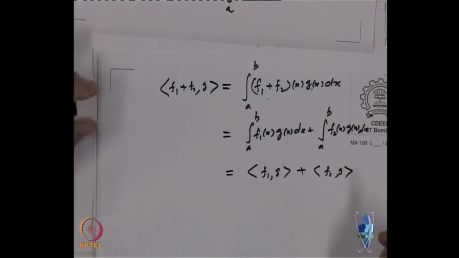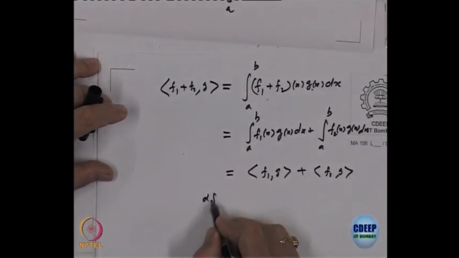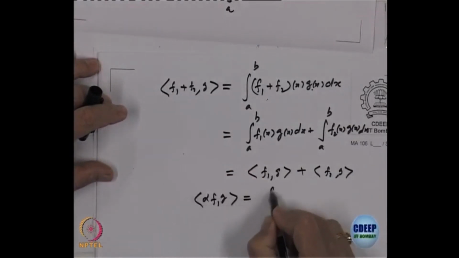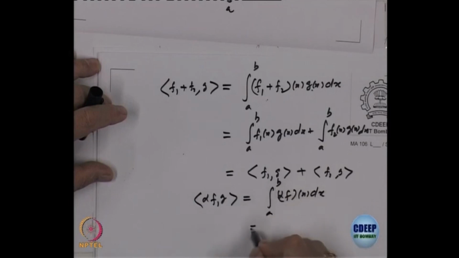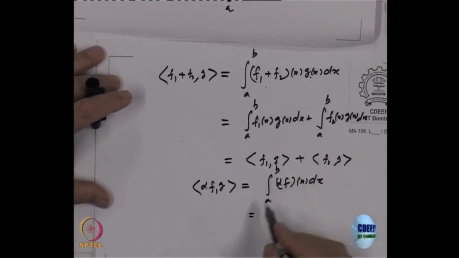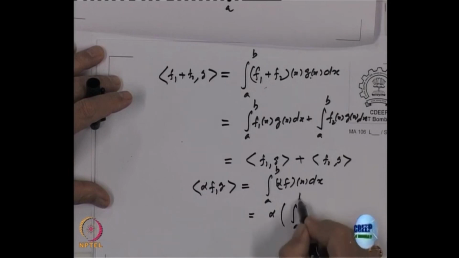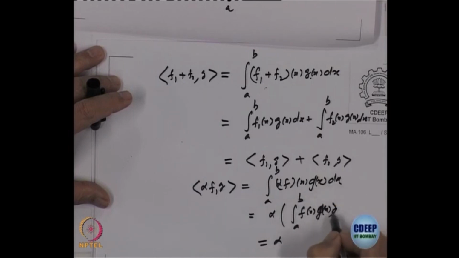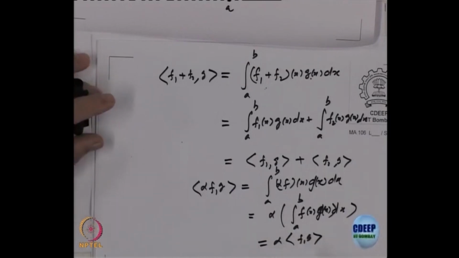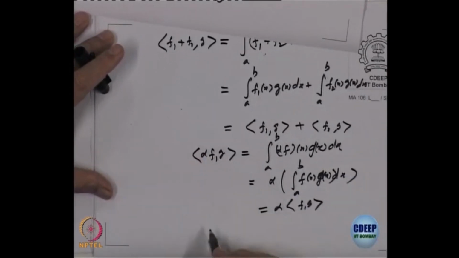So linearity, and in the same way if you put an alpha here, so the inner product of alpha f with g, by definition it will be the integral of alpha f. Again, integration is a linear operation, so this alpha comes out, so that is alpha times the integral from a to b of f(x) g(x) dx. So that is alpha times the inner product of f with g. So that says that this is an inner product.